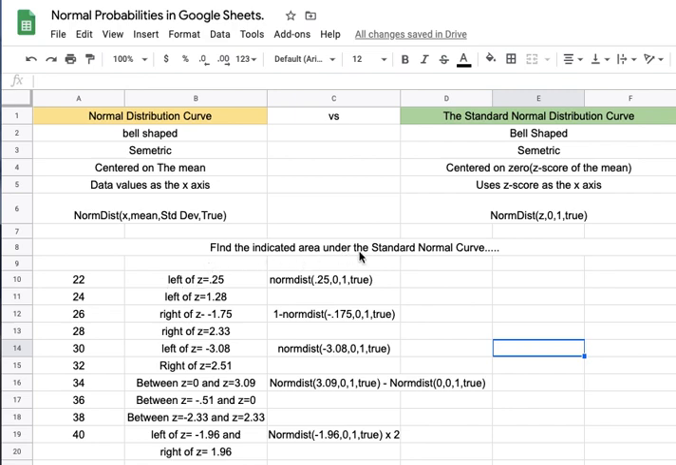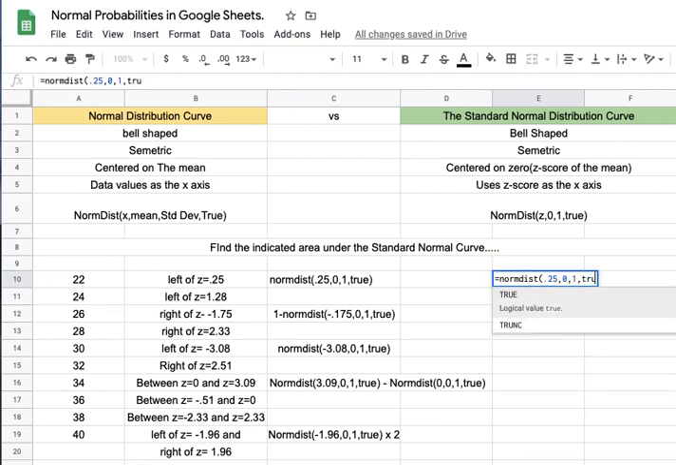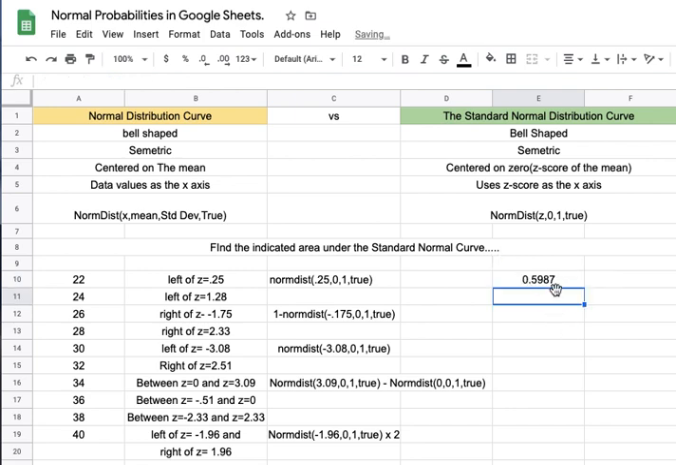It says, find the indicated area under the standard normal curve to the left of z equals 0.25. So we're going to want to input NORM.DIST, 0.25, 0, 1, true. So let's go ahead over here and input that. Equals NORM.DIST, parenthesis, 0.25, comma, 0 for our mean, 1 for our standard deviation, and true to tell it to do a cumulative area. Bingo. 0.5987. That is the correct answer in the textbook for number 22.